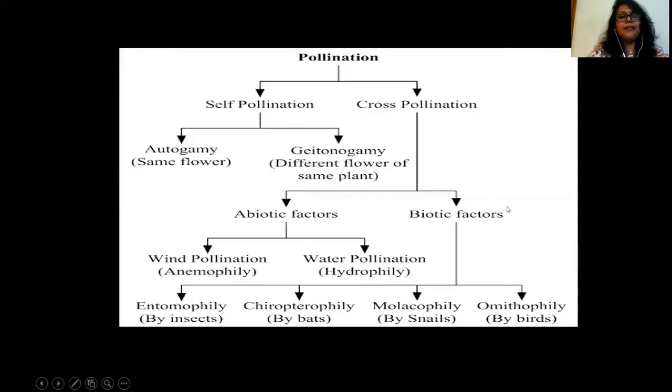If living factors are involved in the pollination mechanism, it is called biotic pollination. And if insects act as the vector for pollination, that is called entomophily.